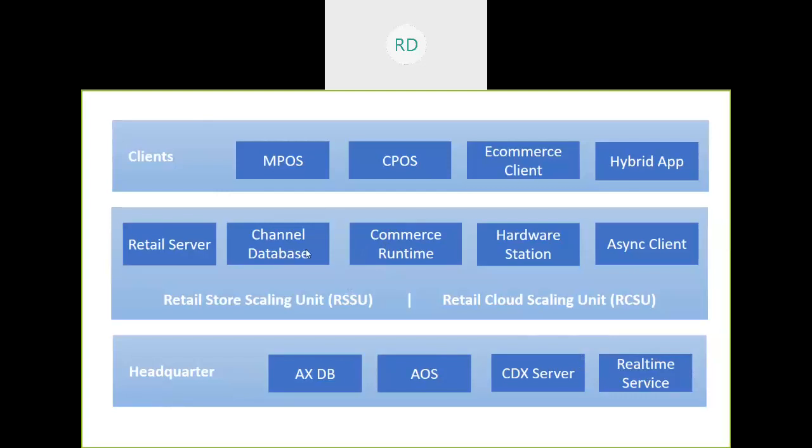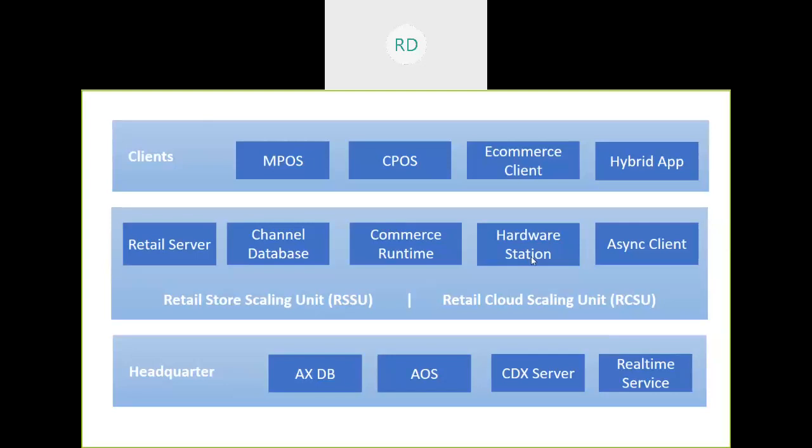If I need customer data, I will definitely get it from the channel database. But if I need real-time inventory, what the inventory is at this moment, then I will get it from the real-time service, because inventory should be accurate and should not create a mess while selling or purchasing the item. Now let's move on to the hardware station.